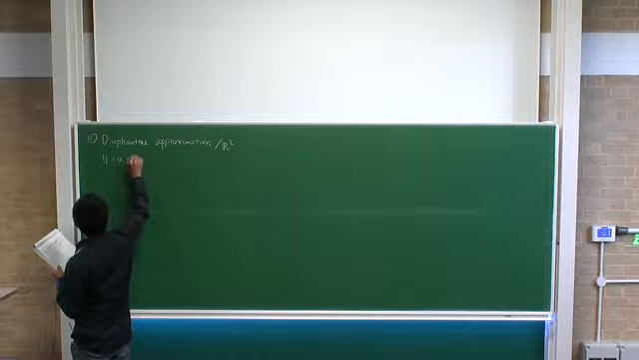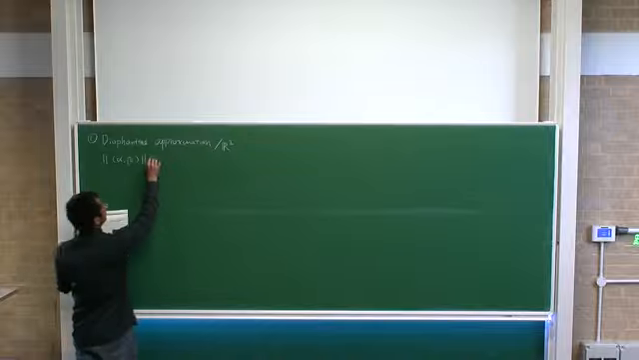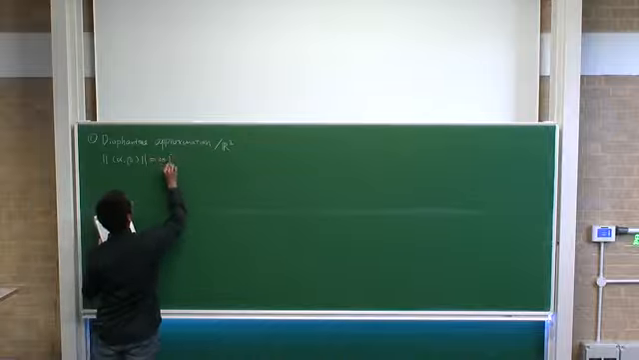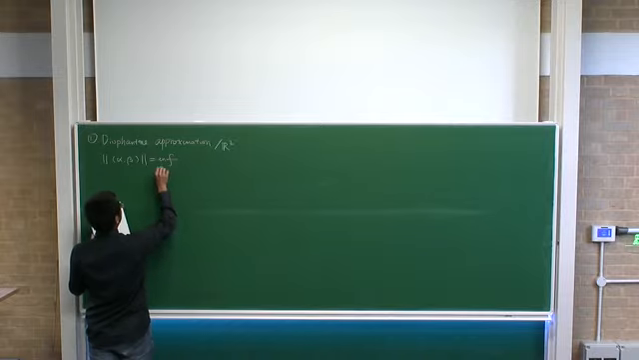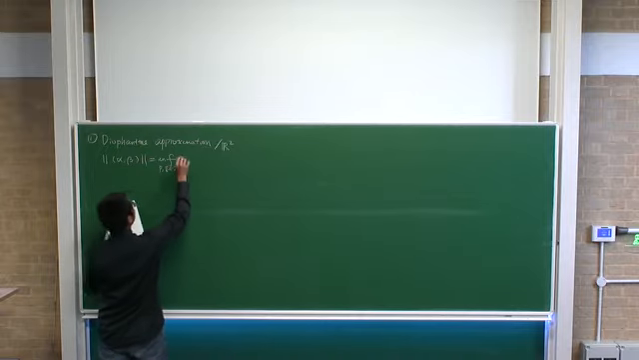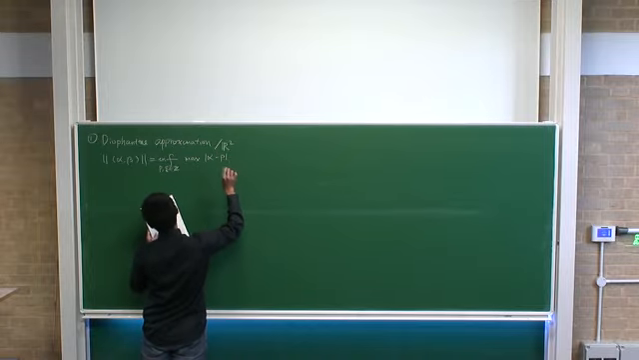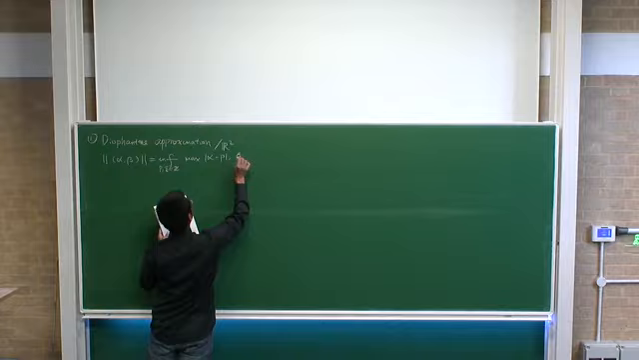For a pair of real numbers, we have this to be the distance to integers. That means it's the infimum over p, q in Z of the maximum of the distance between alpha and p and between beta and q.